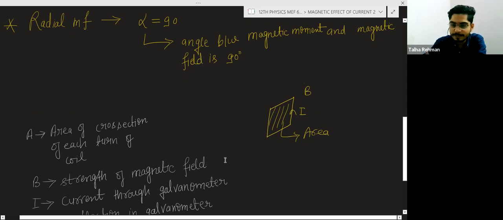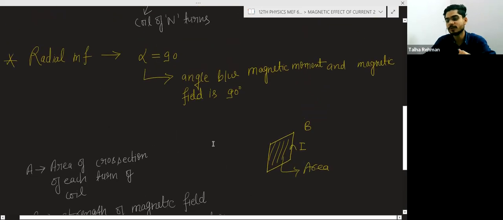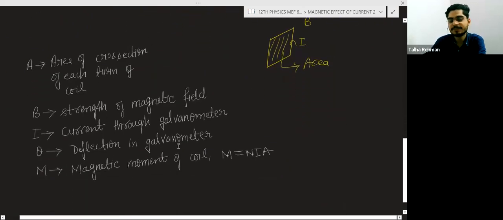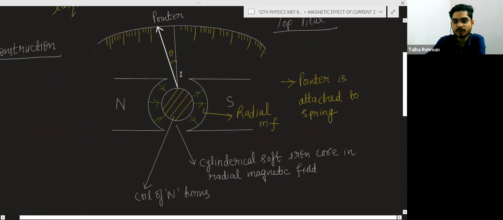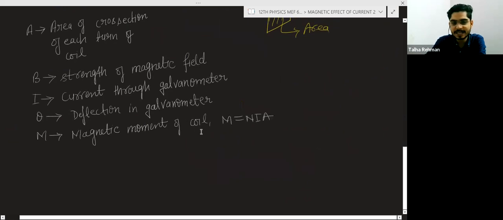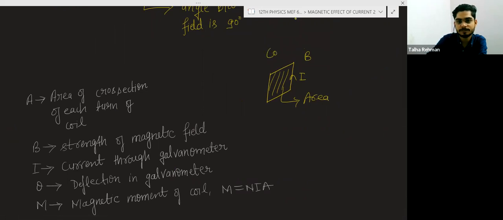B is the strength of the magnetic field due to the magnetic poles. I is the current through the galvanometer. Current through the galvanometer means current through this coil, because this coil is a part of the galvanometer. And theta is the deflection in the galvanometer. When there will be current in the galvanometer, the pointer will deflect. So this angle theta is the deflection in the galvanometer. M is the magnetic moment of the coil. This is your coil. This is the magnetic field.